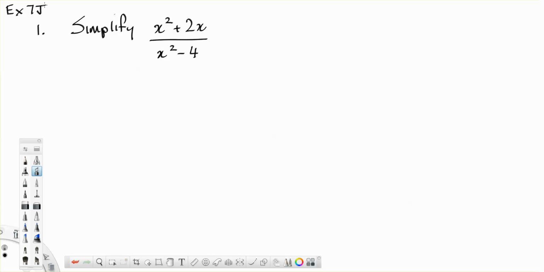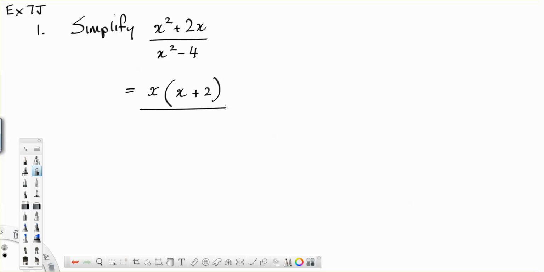So let's factorise the top. If we just look at the numerator there, x squared plus 2x, there is a common factor of x. So I'm going to take that x out. We'll have x plus 2 in brackets. So that's the top factorised.